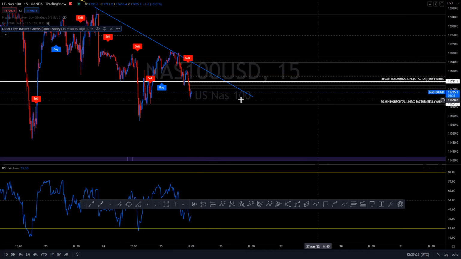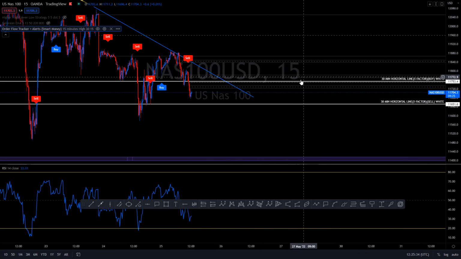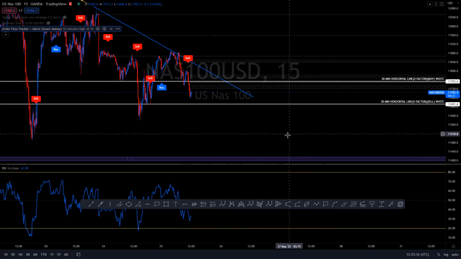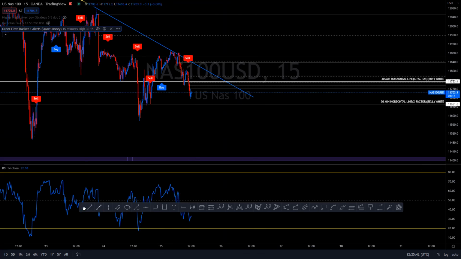And then this is where I'm going to start doing my take profit zones. Now, since there's a lot of imbalance in this area, I'm going to probably conclude that price could push up.